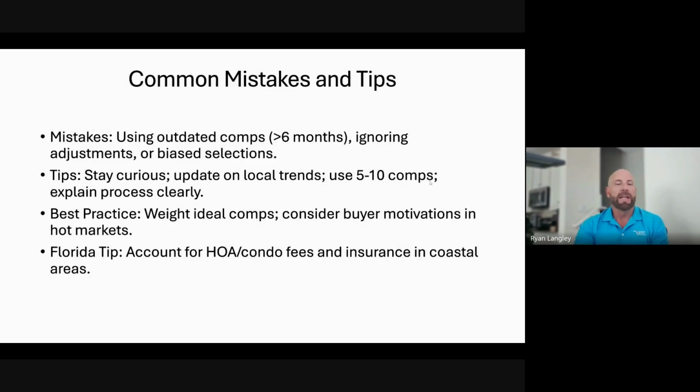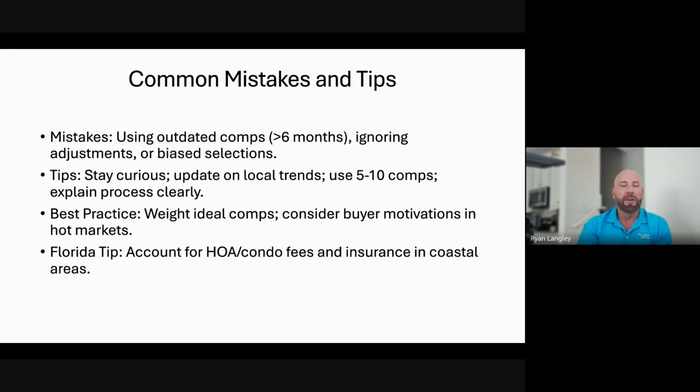Common mistakes and tips. Mistakes: using outdated comps more than 6 months, ignoring adjustments or biased selections. I would say giving into them and what they want to price it for. I know you're going to do that sometimes because you're going to have to, but come up with a plan. And we talked about this a couple of weeks ago when we were going over objections with sellers. Come up with a plan that, look, that's fine. We're going to price it at $519. I know you guys think it's worth $525 because your friend got that 2 years ago. We're going to price it at $519, but we're going to drop it $10,000 every 2 weeks until we sell it or whatever, right? But that's the plan, and you can even put that in the additional terms.